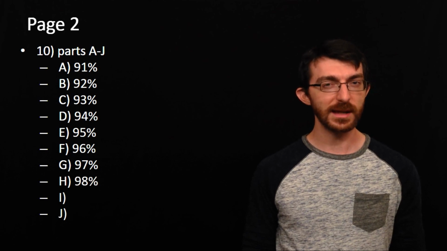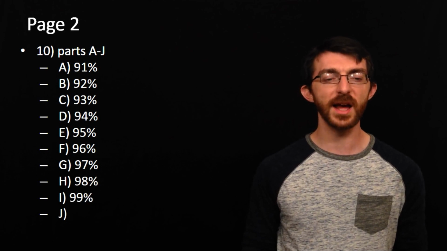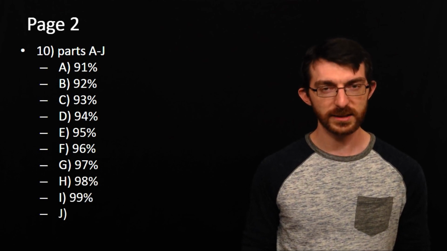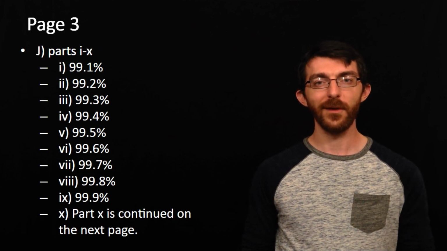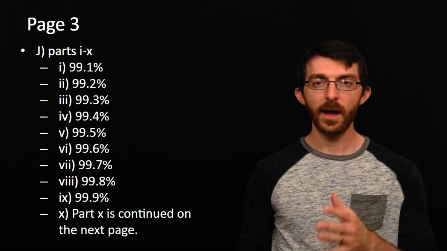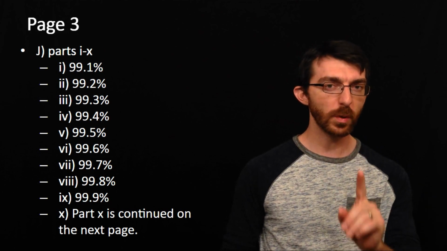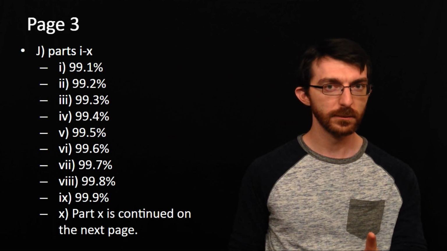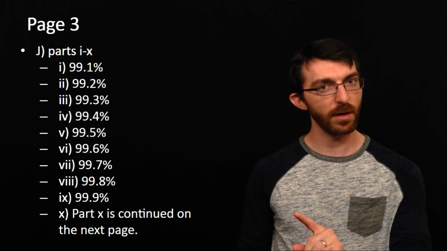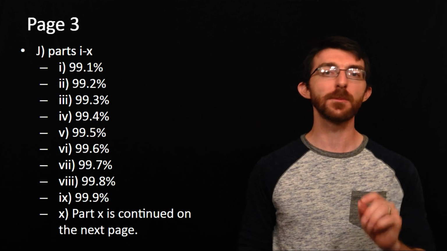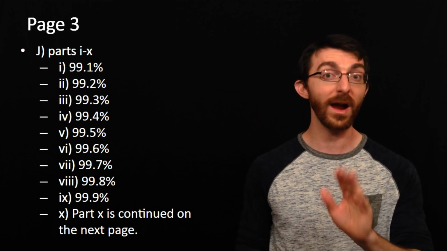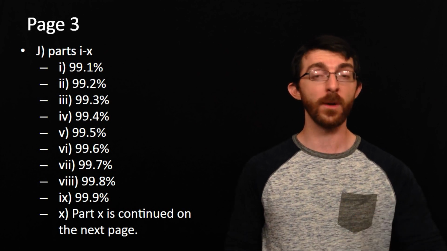I think you can see where the twist is coming because part J is continued on the next page. Part J is split up into 10 parts. If the last question was worth 1%, because it was a 10th of a 10th, and it's split up into 10 parts, that means each part is worth a 10th of a 10th of a 10th, or a 1,000th. It is 0.1%.